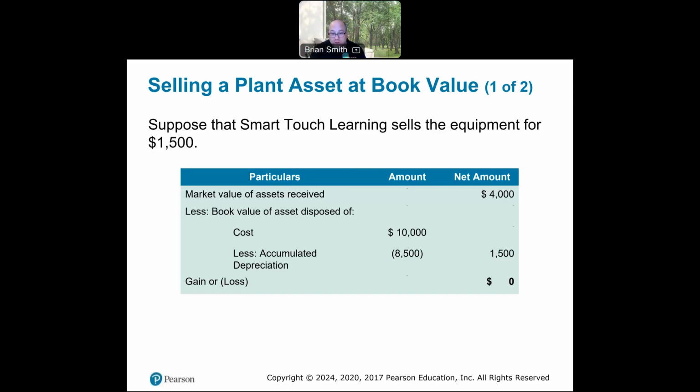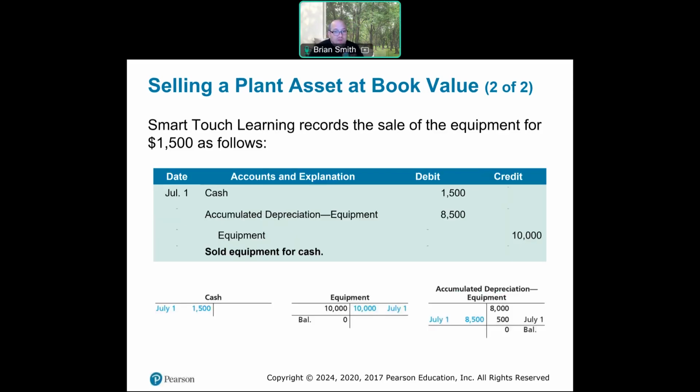Okay, so as I was looking at this again, I paused the video just to make sure I got this right. $4,000 minus $1,500 does not equal zero, so they definitely got this one incorrect. Our journal entry to record this will be a debit to cash for $1,500, debit to accumulated depreciation for $8,500, and a credit to the equipment for $10,000.